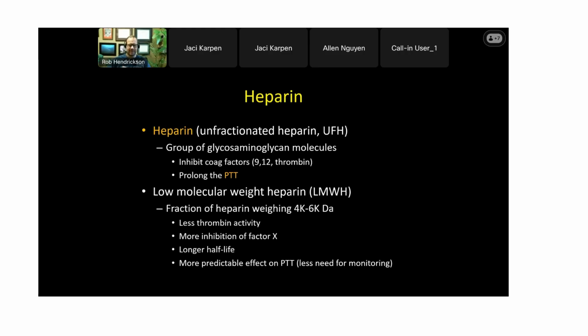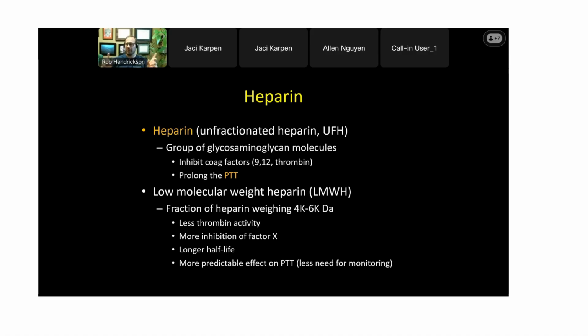The advantage of that is a couple. One, it has more factor 10 inhibition, which is preferable. And probably the big selling point is it has a much more predictable effect on PTT. And so you don't need to monitor it like you do with unfractionated heparin.